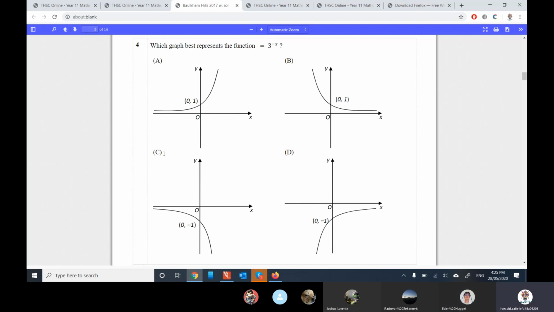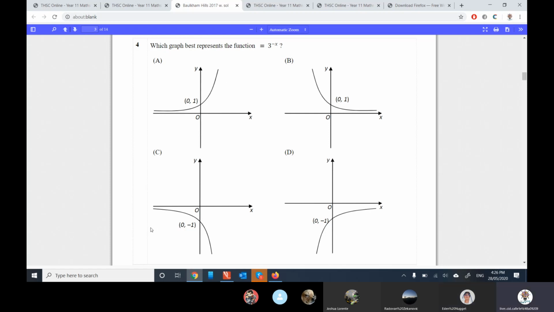Mm, no? Still C? I think B. Okay. Yeah. Anybody else? I think B as well. Yeah, I got B as well. I think this one here is what? 3 to the power of? X.